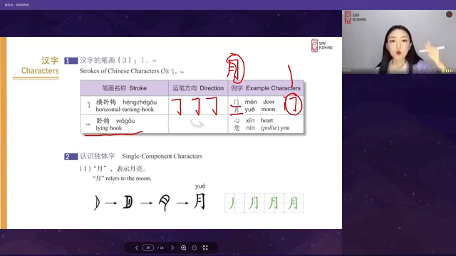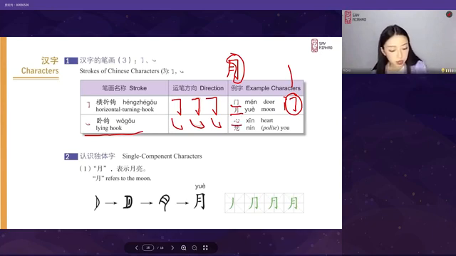Okay, next stroke is 卧钩. It looks like this, 卧钩, lying hook. It looks like it's lying and hooked. So the direction of writing it is from left to right, top to bottom. Hook it.